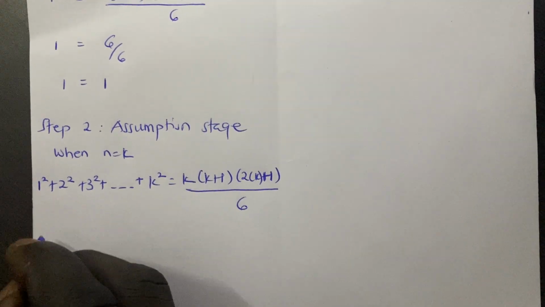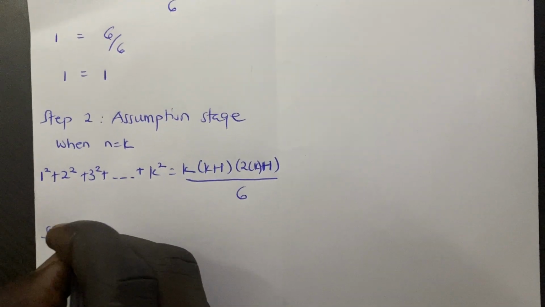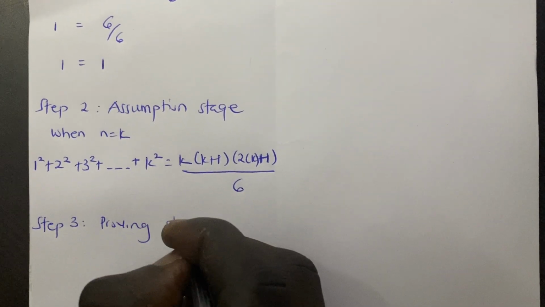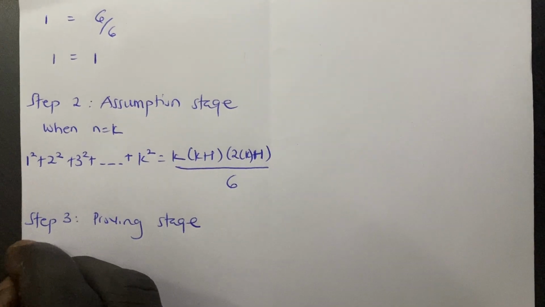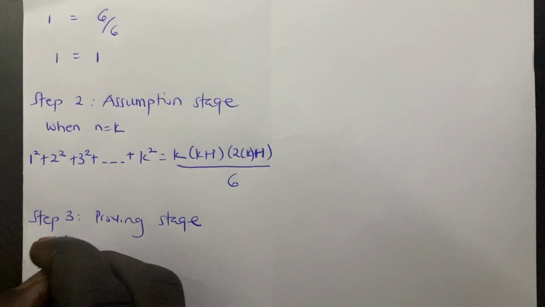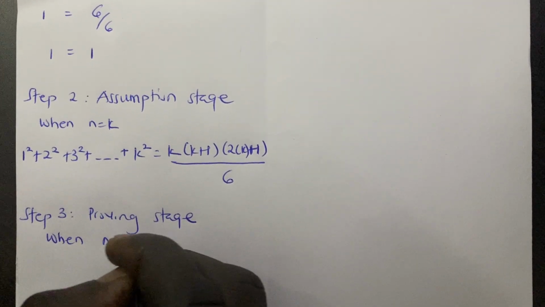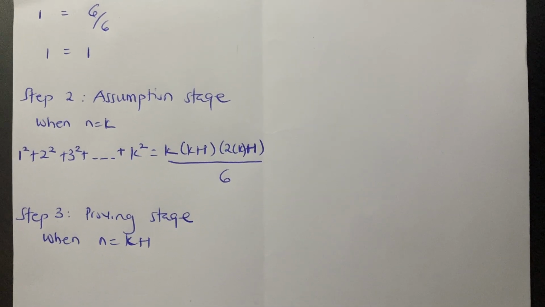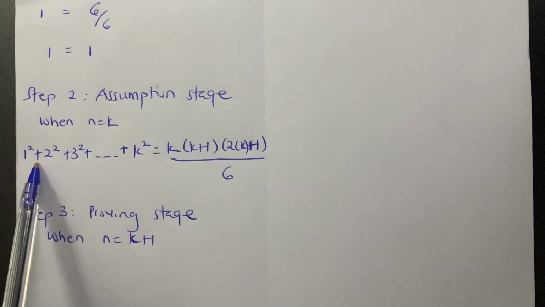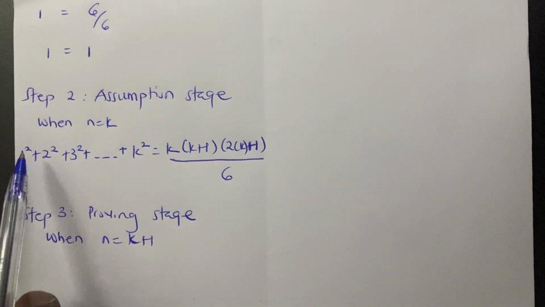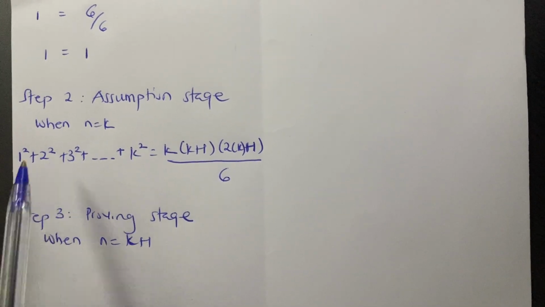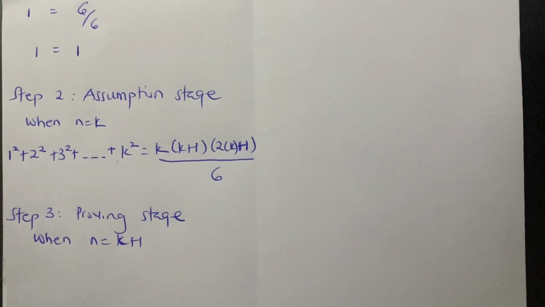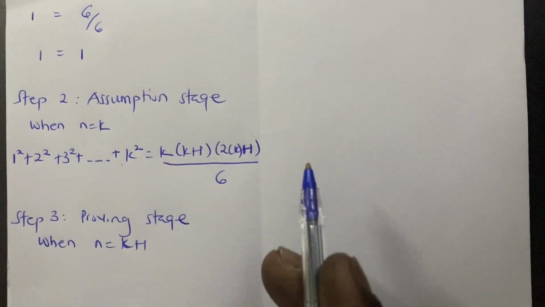And then the step 3, which is the proving stage, we put k plus 1 wherever we find n. So we are just assuming that because we have a series of numbers like this, 1 squared, 2 squared, 3 squared, plus any variable k squared, if that is true, then it means that the next number that follows should be true.